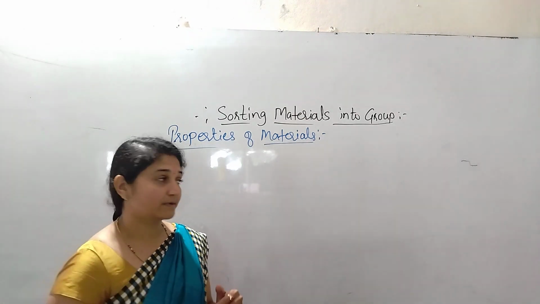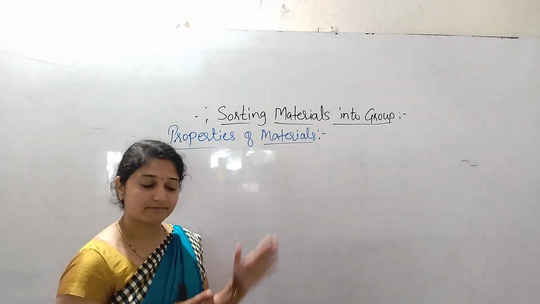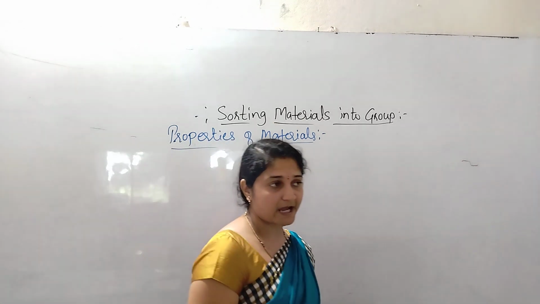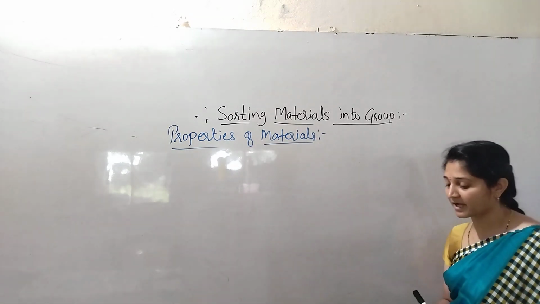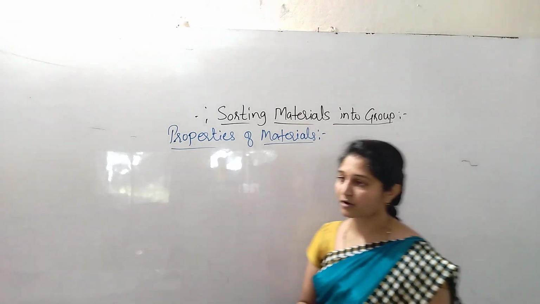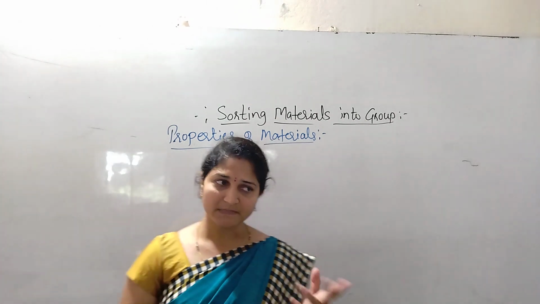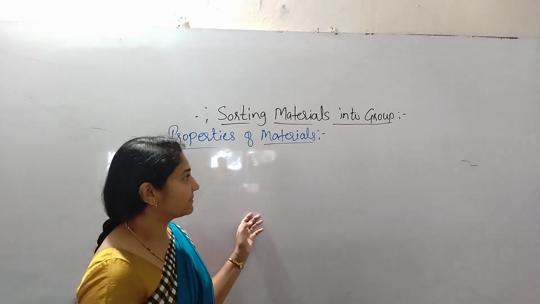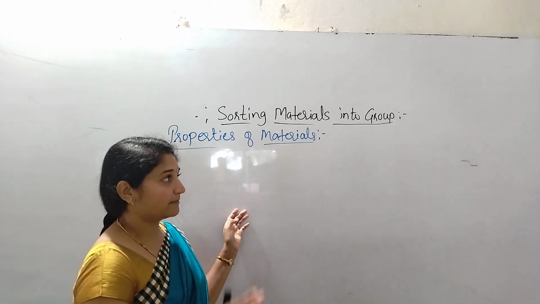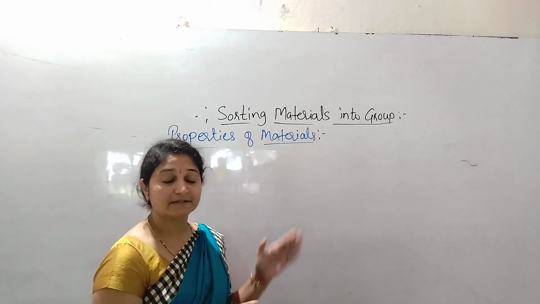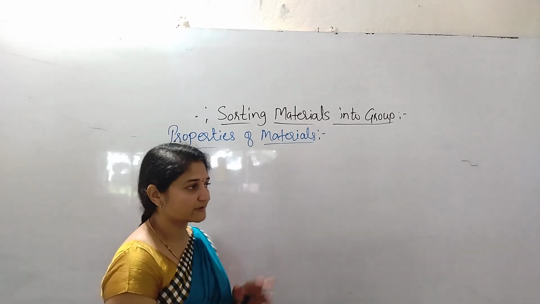Okay, rusting is what? It is the process when an iron article is exposed to air and moisture. So at that time what happens? Those materials are going to become dull. The shiny property is going to be lost.